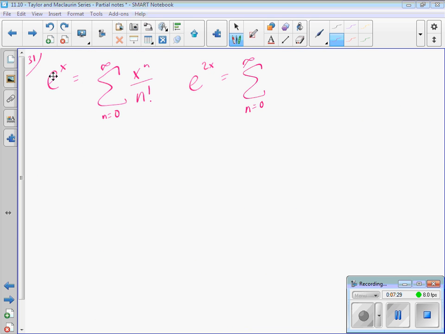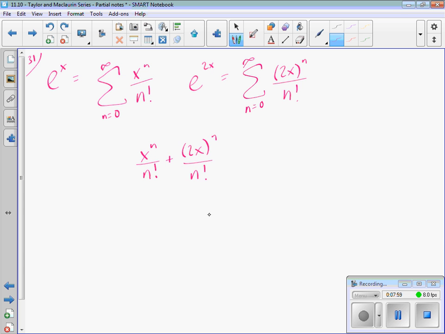Okay, so doing 3, e to the x, you should get this part here. And then e to the 2x, you're just replacing the x's with 2x's, so this will be 2x to the n over n factorial. And then the whole goal of this problem was to add those two together. So if you're adding these two together, you're just taking what's inside here and adding it together. So I've got x to the n over n factorial plus the 2x to the n over n factorial.